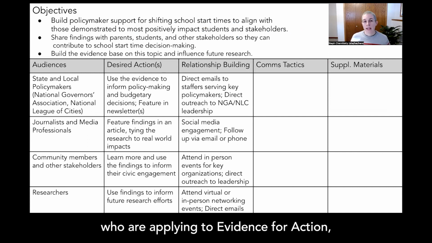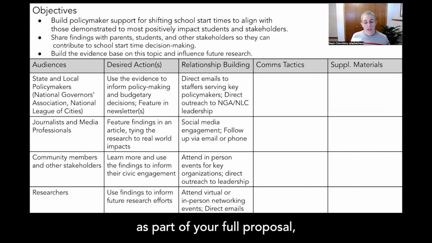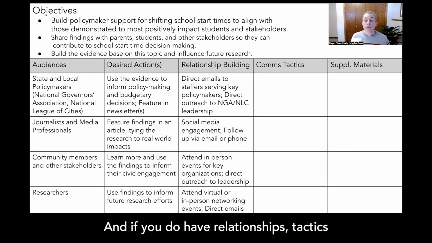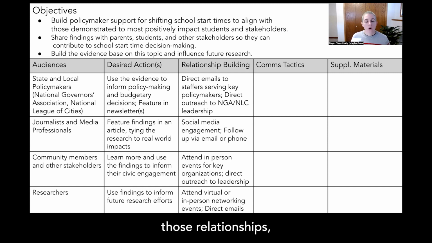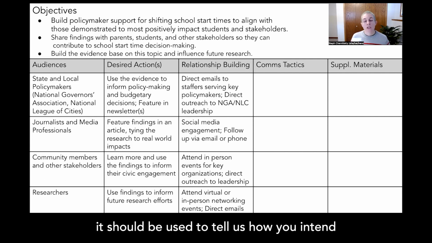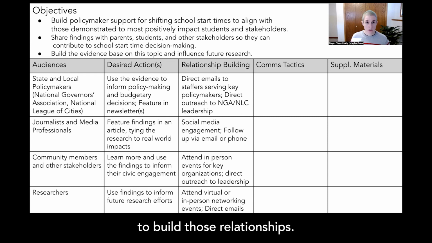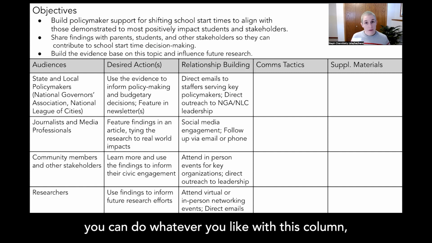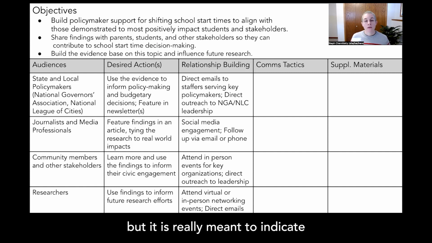Now, for those of you who are applying to Evidence for Action, there is something important here to note. In the template that you submit as part of your full proposal, you should let us know if you already have relationships with this audience. And if you do have relationships, tactics that you might use to strengthen those relationships, or if you don't have those relationships, it should be used to tell us how you intend to build those relationships. Now, folks who are filling out this template to use on their own, you can do whatever you like with this column, but it is really meant to indicate whether you do have a relationship or not, and if not, how you intend to build that relationship.